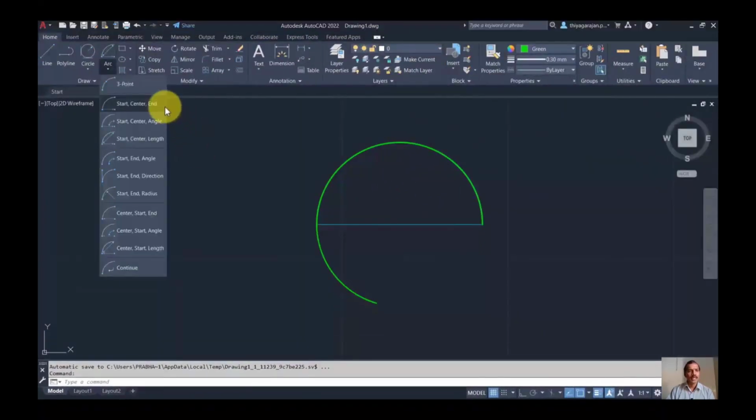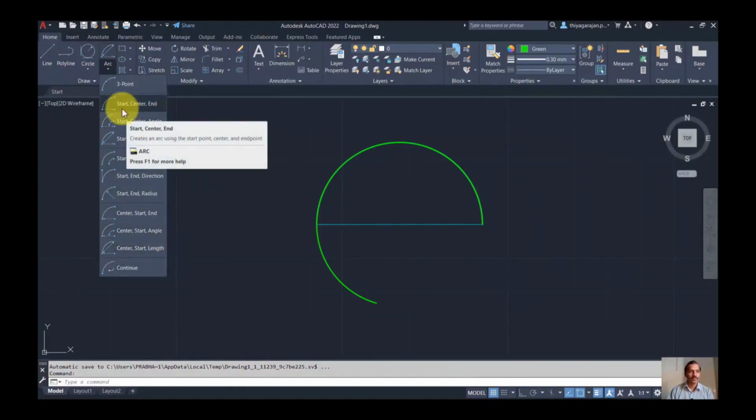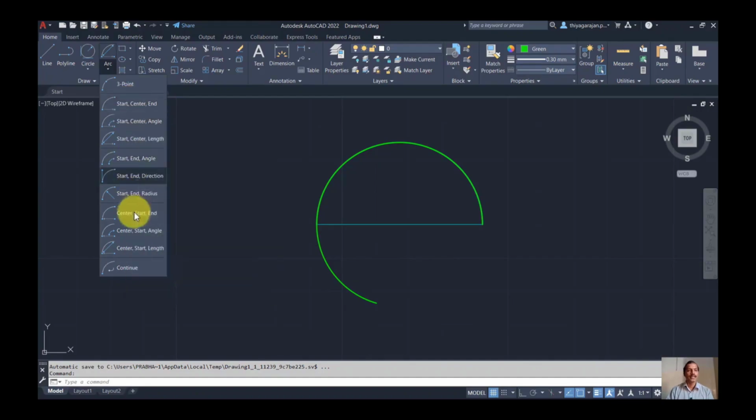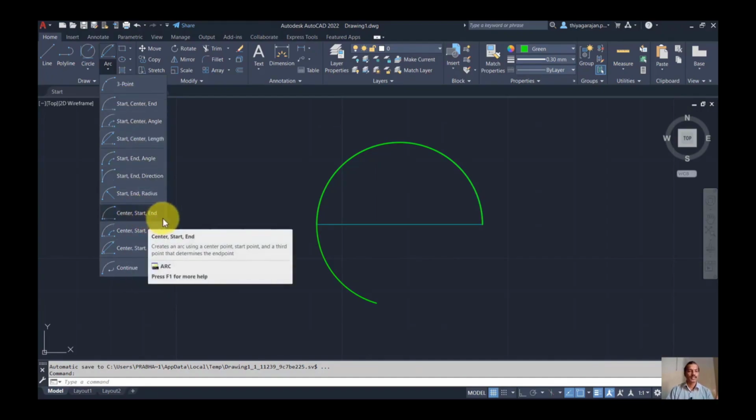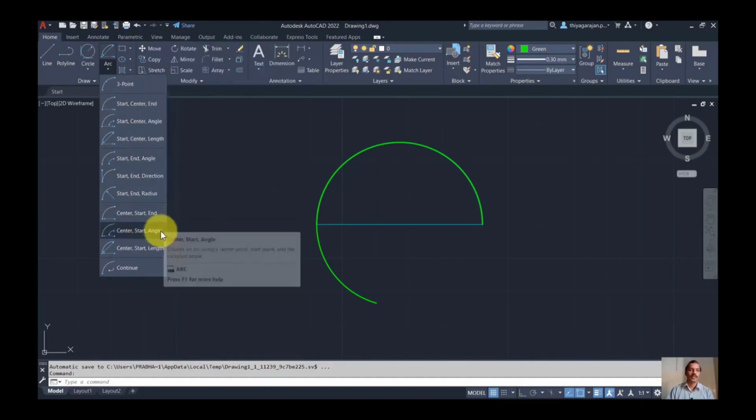Okay. The first three methods and the last three methods are both the same. Here we choose first the start point, then we give the center point. Here first we choose a center point, then we will give the start point. That is the only difference.